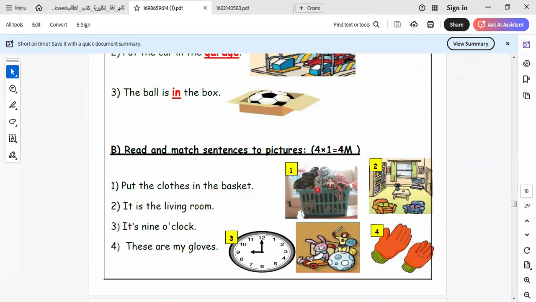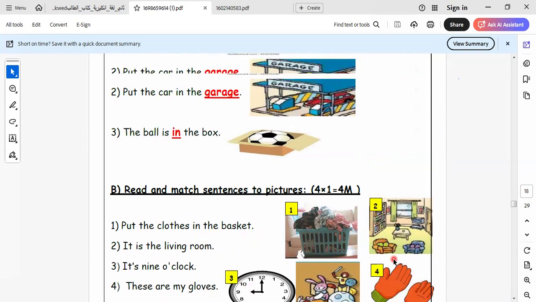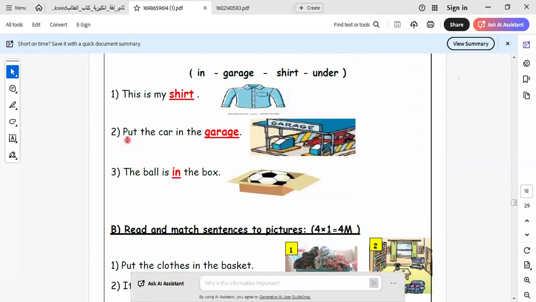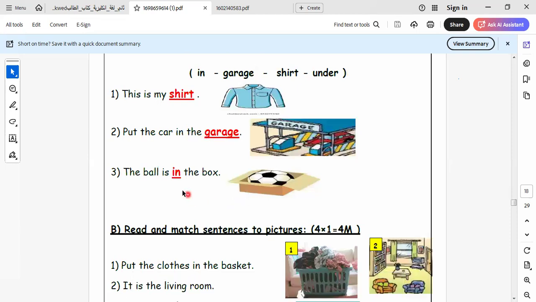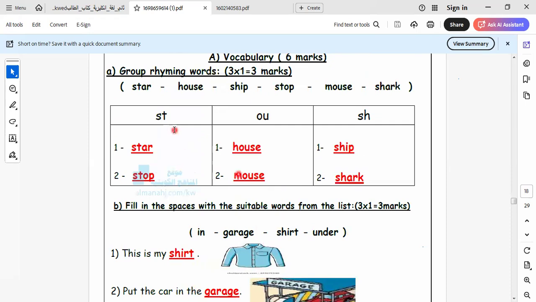Which one is the living room? Number 2. It's 9 o'clock. This is 9 o'clock. There are my gloves. Okay. Here we say, put the car in the garage. Here is the ball in the books. This is my shirt. Here we have the pronunciation of SH: star, stop, house and mouse, ship and shop.